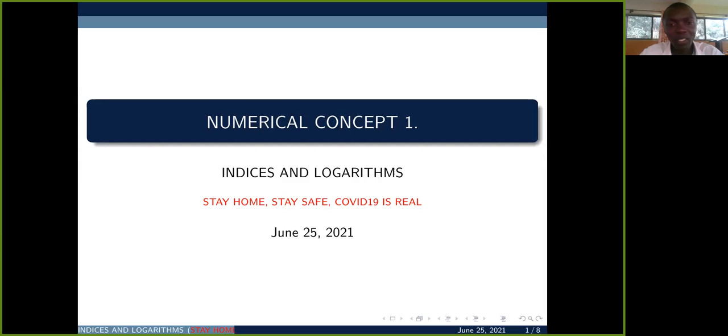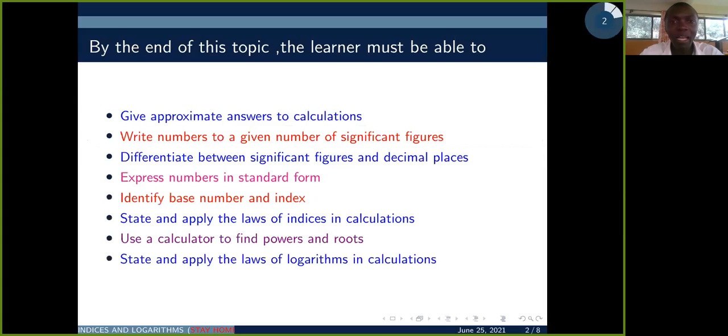By the way, what do you expect at the end of the topic? At the end of this topic, you must be able to approximate answers. You must be able to know the rules governing significant figures, how to express numbers in standard form, how to work out laws of indices, and also how we apply the laws of logarithms.